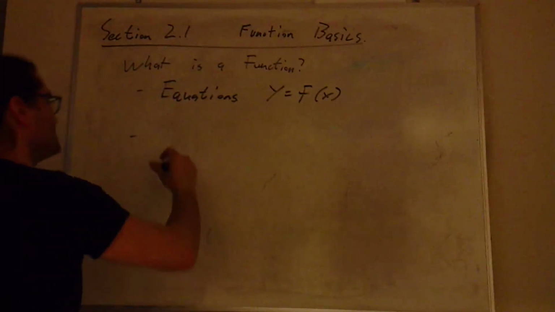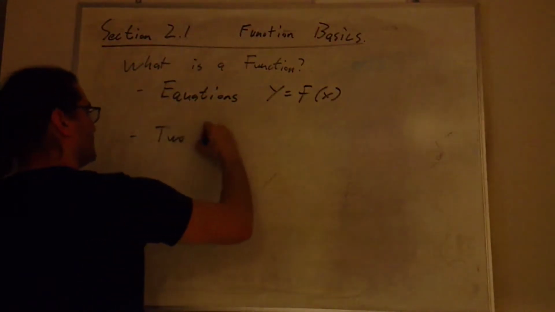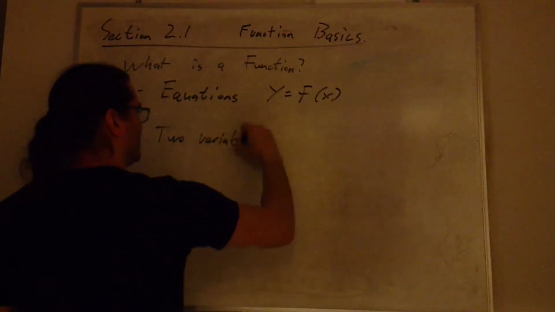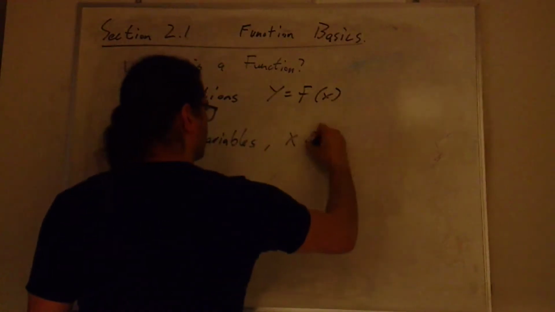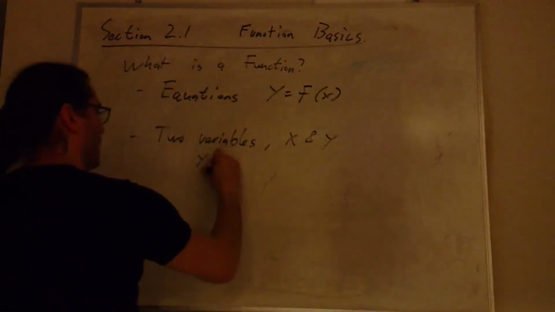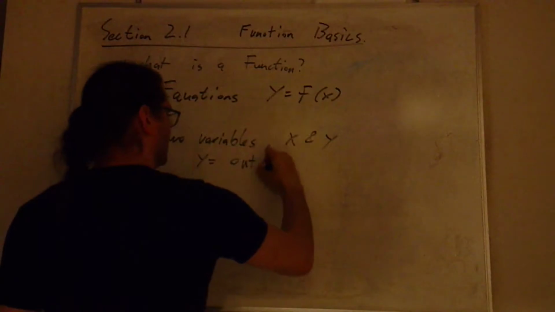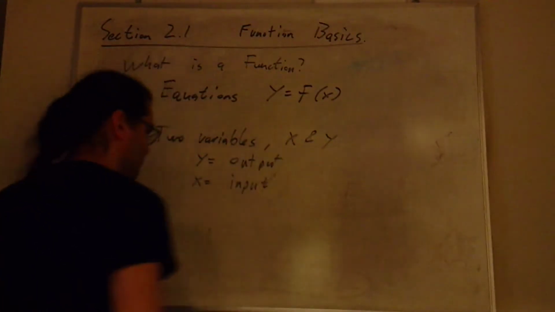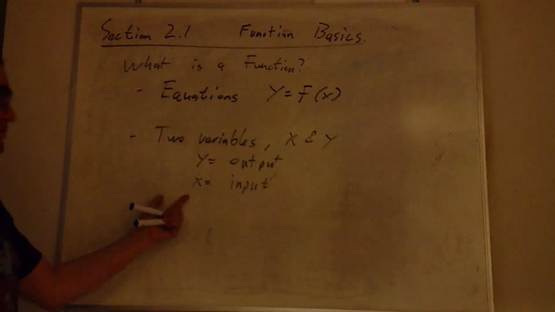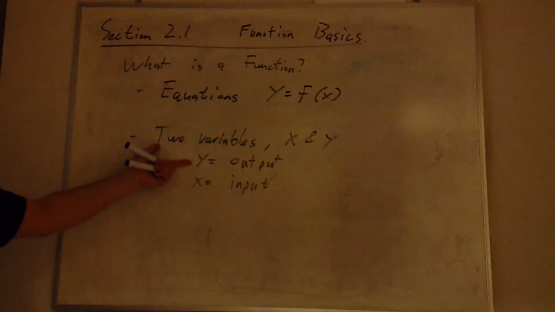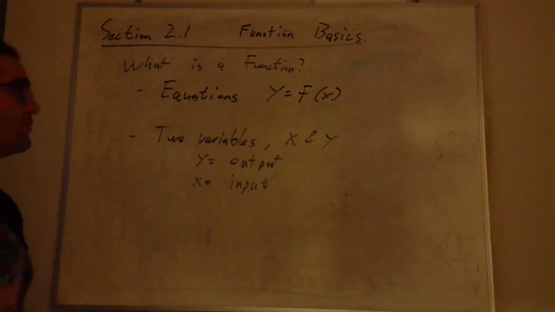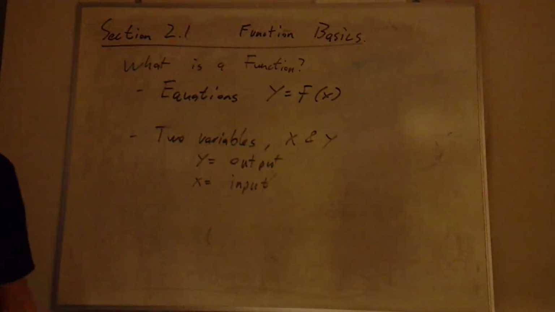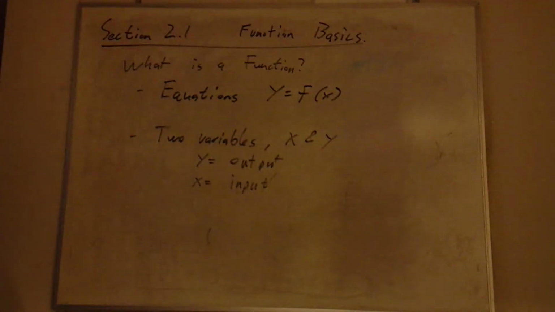Second piece is, it's got to have two variables. X and y. Y is the output. X is the input. You choose numbers for x, you plug them into the function, you get numbers for y as outputs. So for now we're going to treat these functions as if they're like input-output machines.